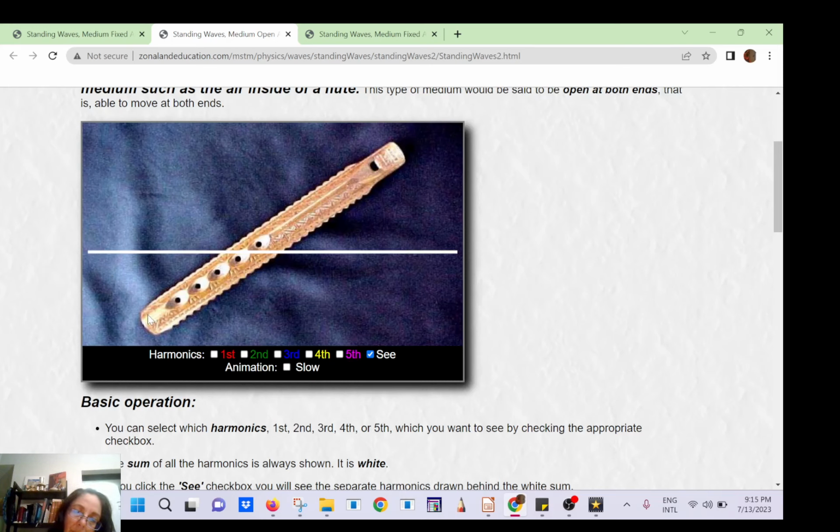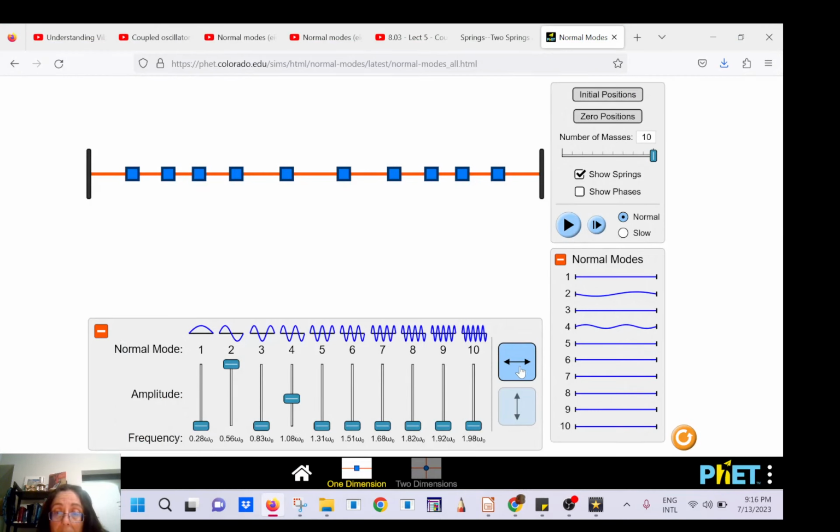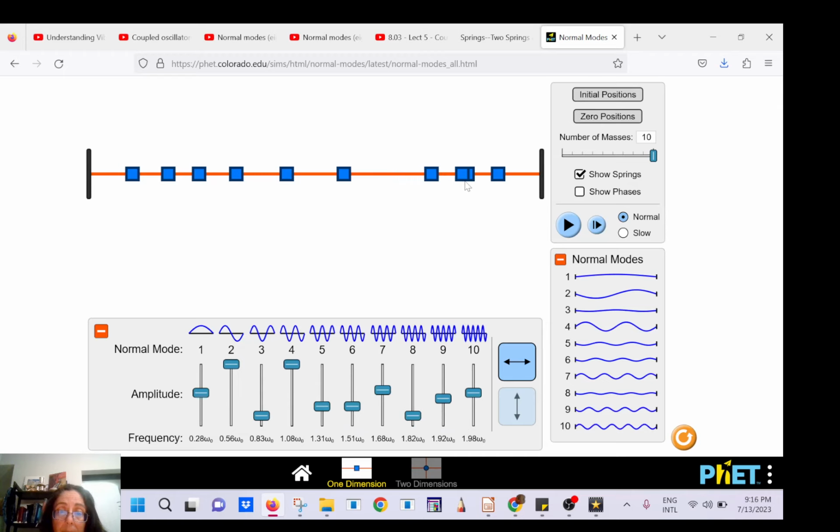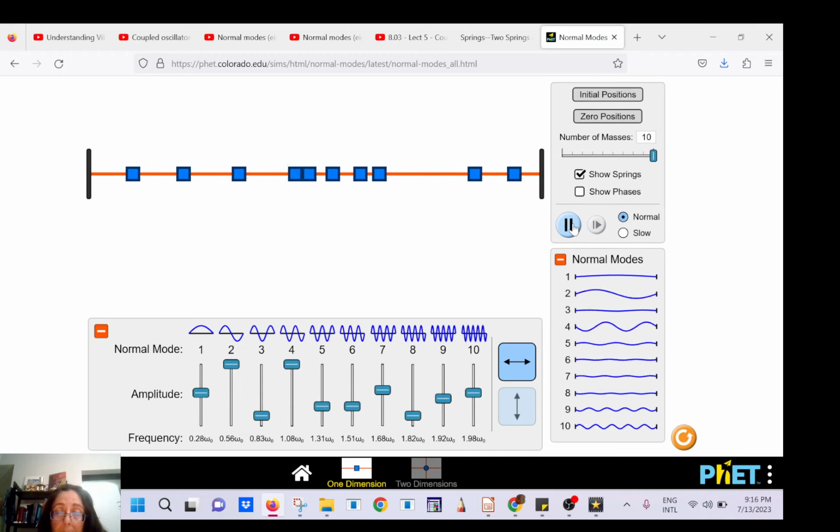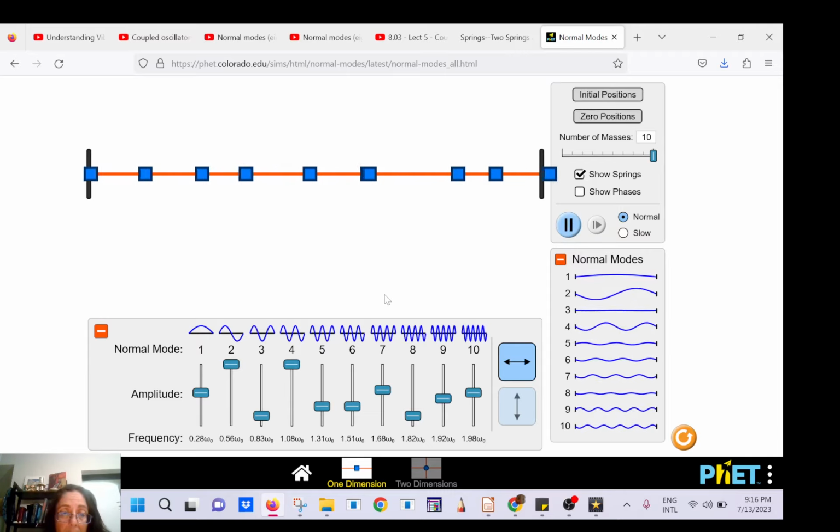So you make the music here because of a sound wave. The air is made of many oscillators, and those oscillators will move in longitudinal oscillations, right? So they can move only in this direction. With a string, you get transverse oscillations. So if you go back to my simulation here, you see that that's going to be longitudinal.